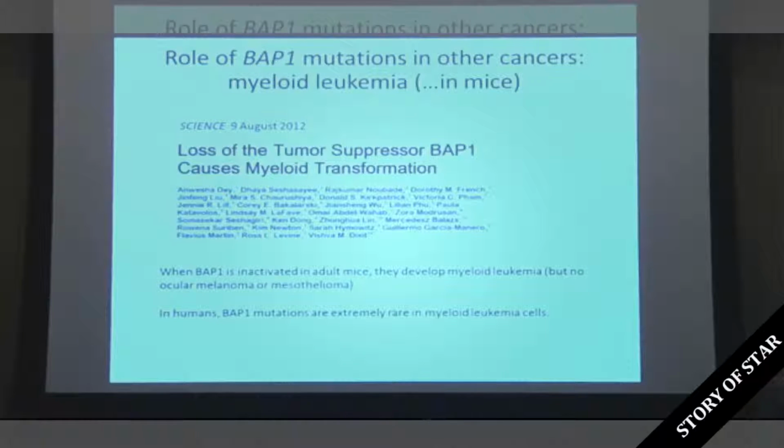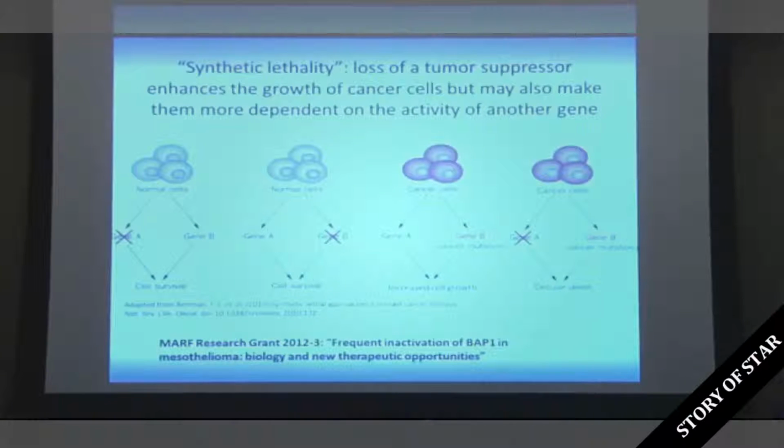The interesting thing here in these experiments is that this group inactivated BAP1 in adult mice, and the only tumor that the mice developed were myeloid leukemias. They did not develop ocular melanomas or mesotheliomas. Again, maybe suggesting that you need another carcinogen to trigger those additional cancers. But again, mice are not humans, and you have to take everything with a grain of salt.